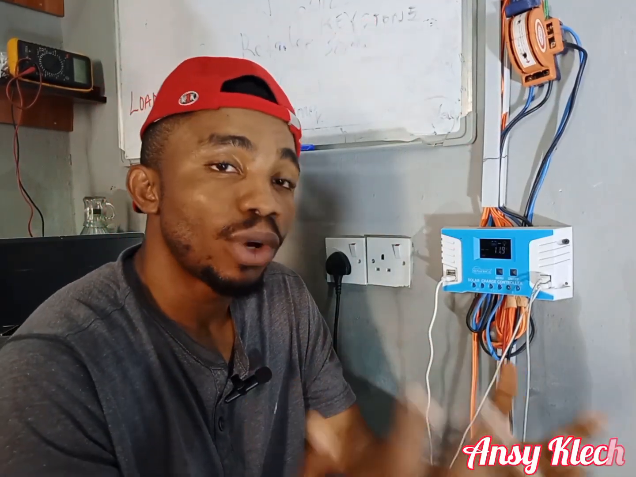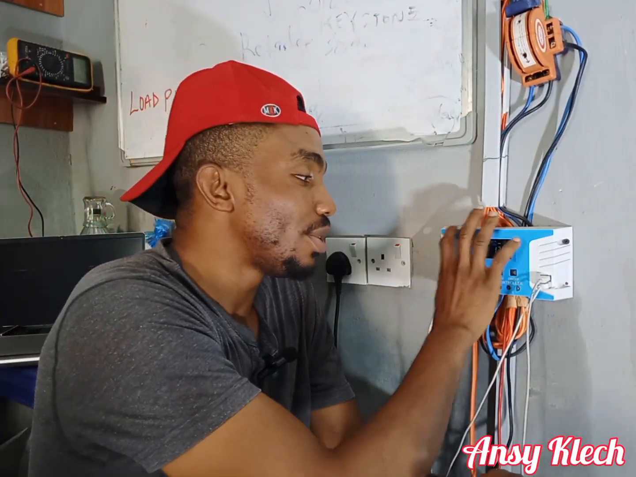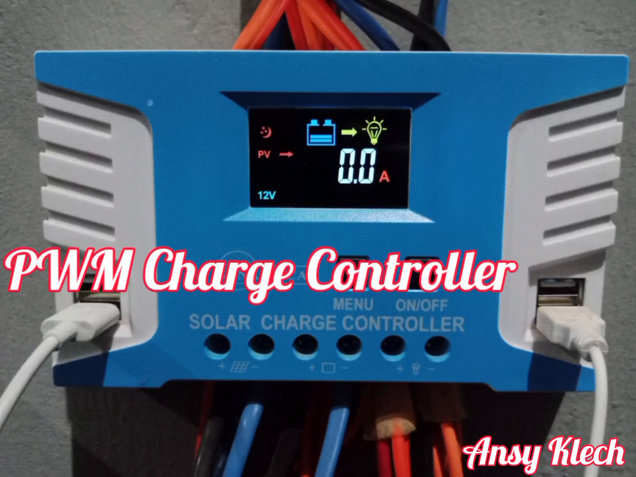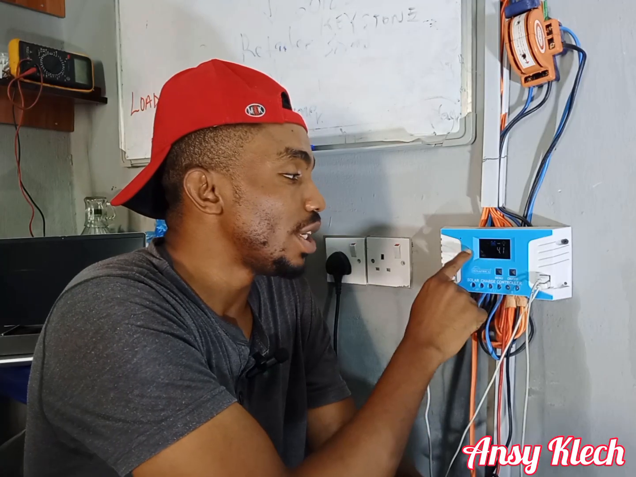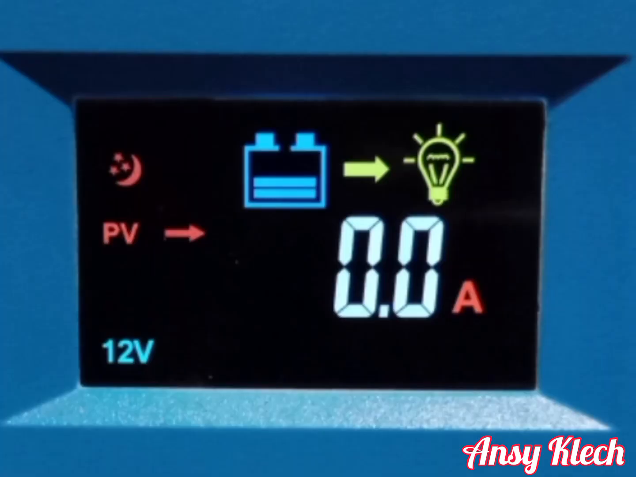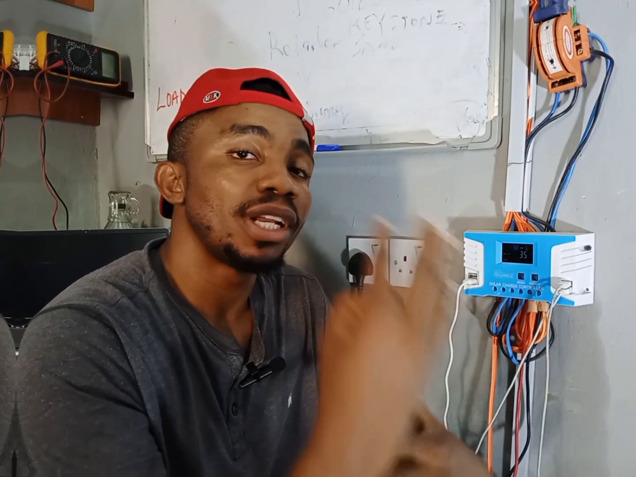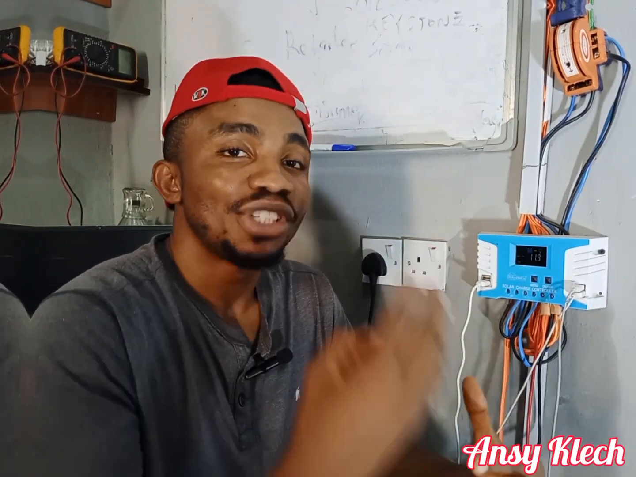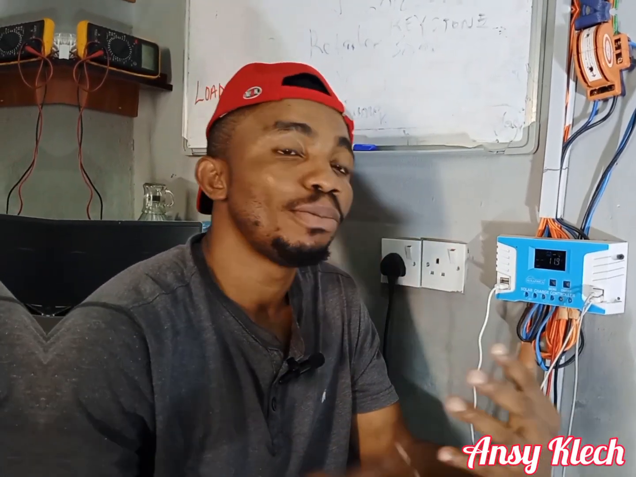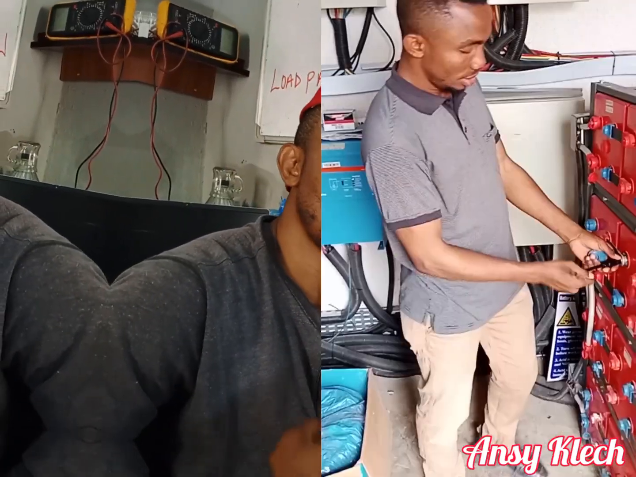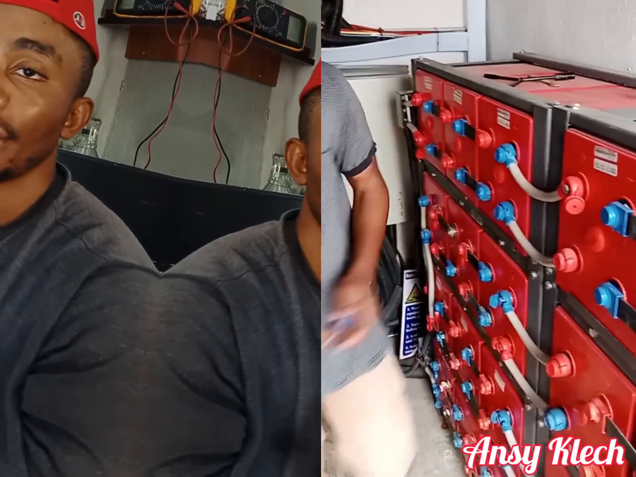For the purpose of this question, I'll be using the LCD screen on this PWM charge controller to explain the parameters on the screen, so as to know when the battery is charging and when it is discharging. Also to help us understand if the PV panel is supplying the load and at the same time charging the battery. This will help us know whether to increase the number of panels we have, to increase the number of batteries we have, or to reduce the amount of load that we have on the system.